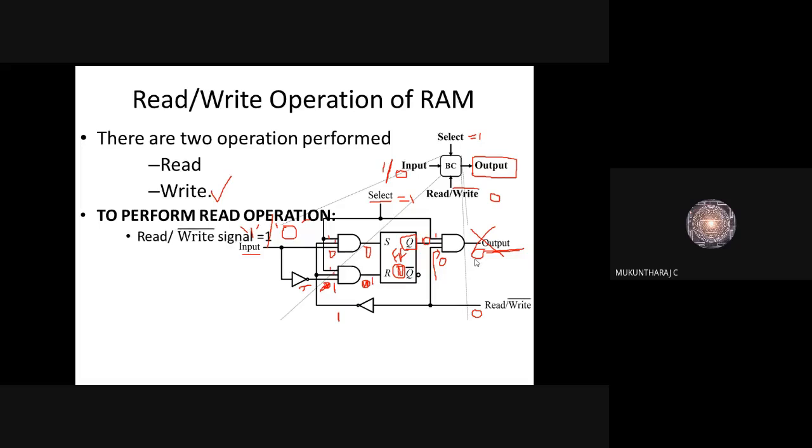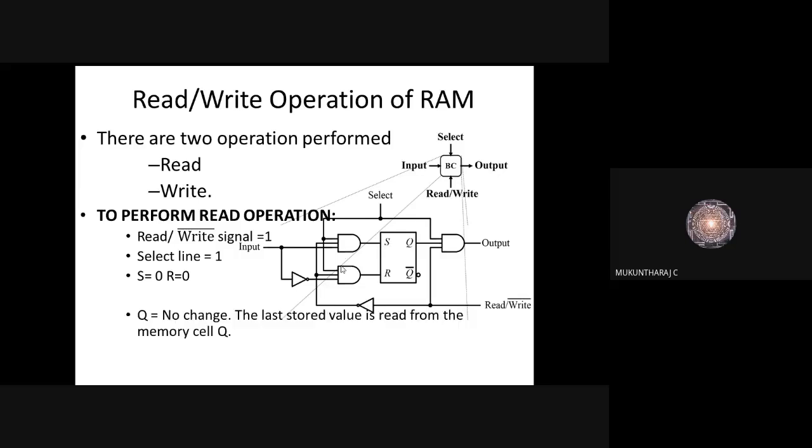So here are the conditions to perform the read operation. To perform a read operation, the read/write signal should be set with logic 1. The select line should also be set with logic 1. For that condition, S and R, both inputs, should be 0 0. If S and R are both 0 0, then there is no change in the Q output line, so it gives the last stored data to the output line. So input data 0 or 1 does not change the output.